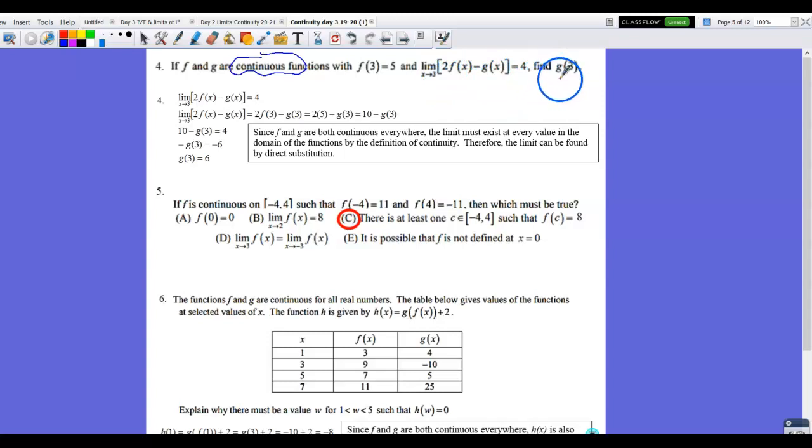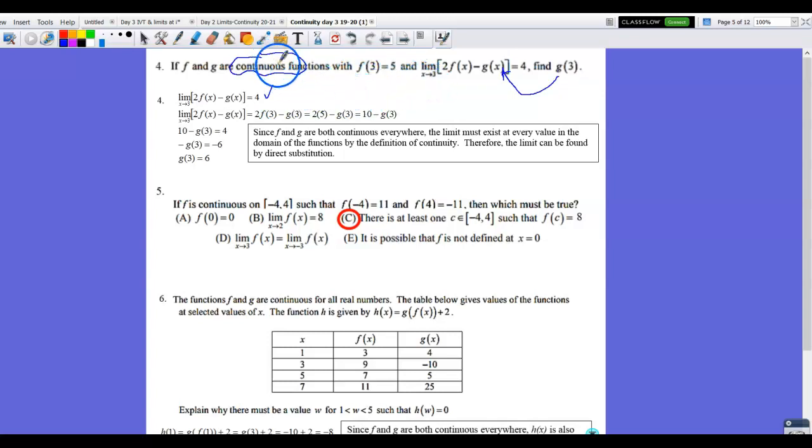All right, so this limit information is on these mysterious f and g functions, and what I ultimately want to find is g of 3, so my only connection to g is right there. And I know that the limit as x approaches 3 is equal to 4. All right, so I'm going to begin by taking that second statement where they tell me that the limit as x approaches 3 of this particular function is equal to 4.